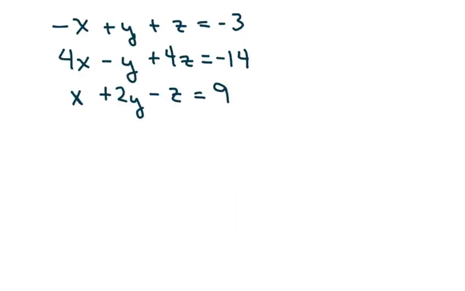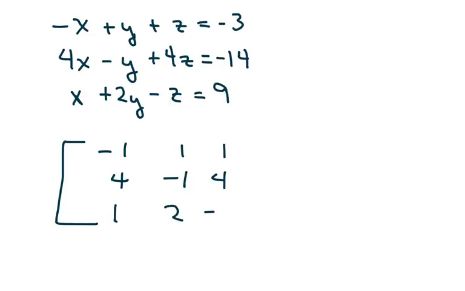So I have an example, and I'm going to find x first. First of all, I'm going to find the determinant of this. So my matrix is -1, 1, 1, 4, -1, 4, 1, 2, -1.